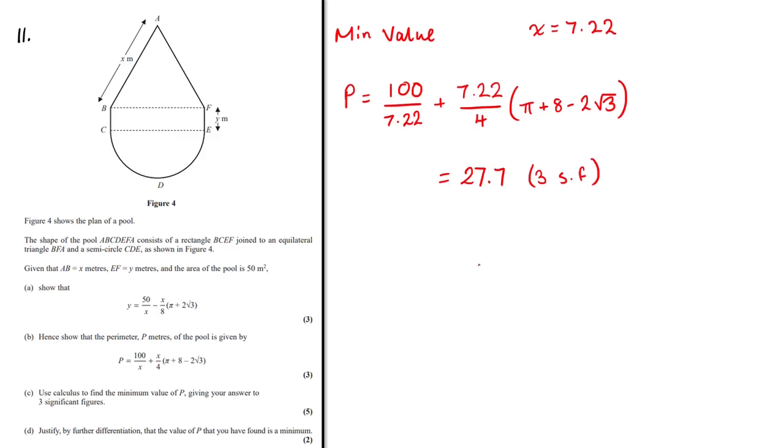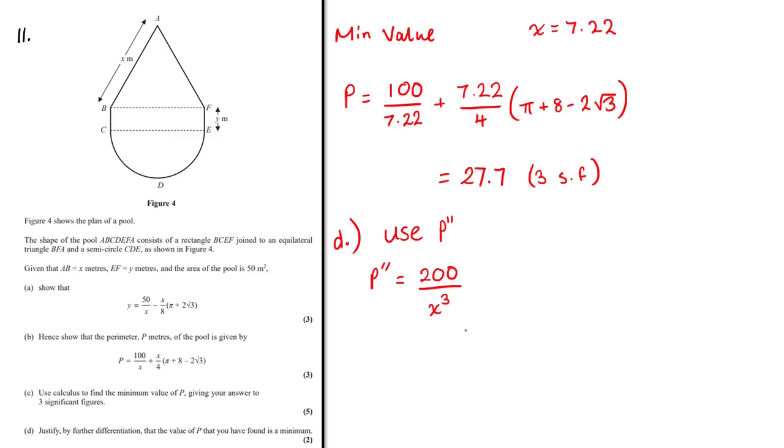So that's the solution to part C. And then finally for part D, we need to justify by further differentiation that the value of p that we found is a minimum. And to justify whether we found a minimum or a maximum, we need to use the second derivative. So we're going to use now the second derivative. So that's p prime prime. We found that earlier, but just so we've got it on the screen again, let's write that down. So p prime prime, that's 200x to the minus 3, or 200 over x cubed. Okay. Now we've said here that x is 7.22.